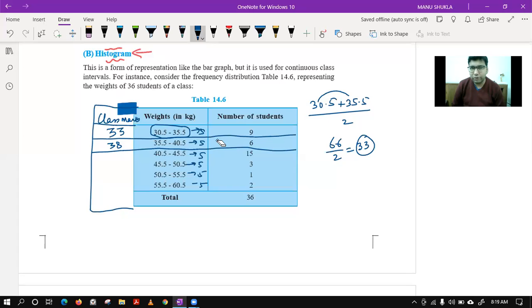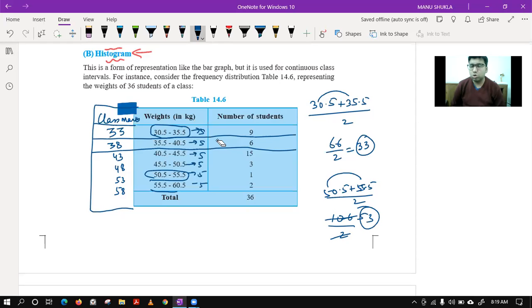It becomes 38 plus 5, that is 43. Then we have 48. Then we have 53. Then we have 58. Just if you want to check, you can check in the last one, or you can check in this one. Suppose 50.5 plus 55.5 upon 2, it becomes 106 upon 2, which is 53. So you can see, if class width is same and you have found one or two values, just keep adding the same difference and you will get remaining class marks directly.